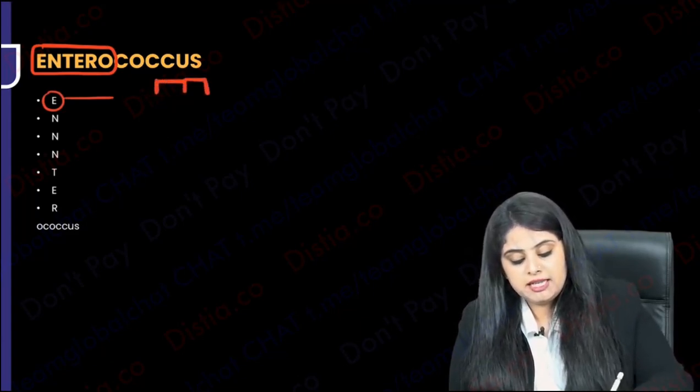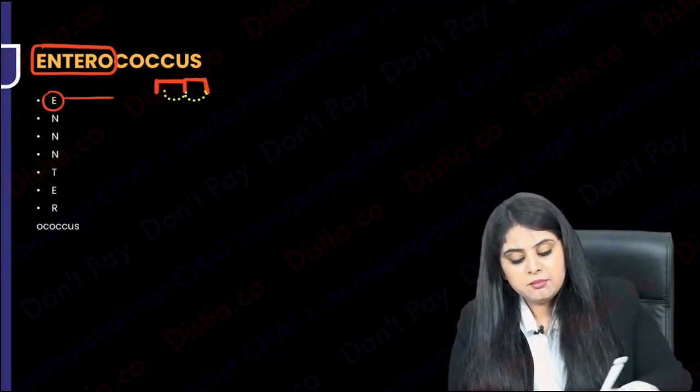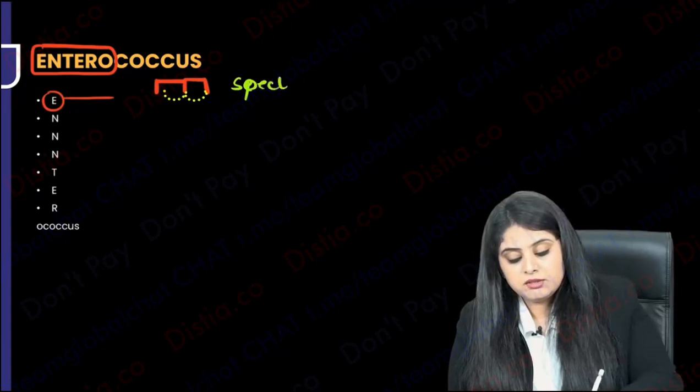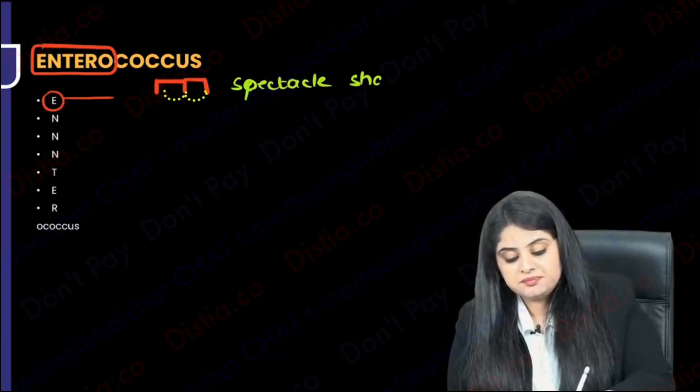You're going to convert it E like this now. So you're going to convert it into a B because this is a spectacle shaped nucleus or spectacle shaped organism. This is a spectacle shaped gram-positive cocci.